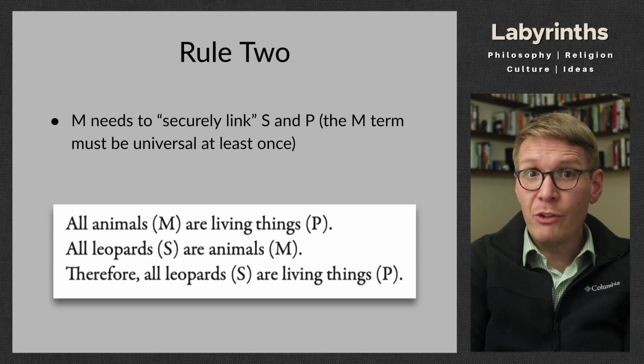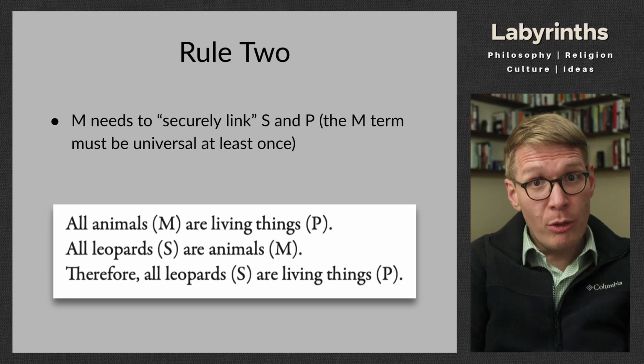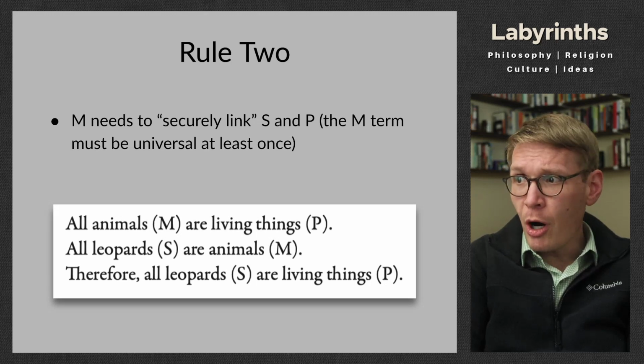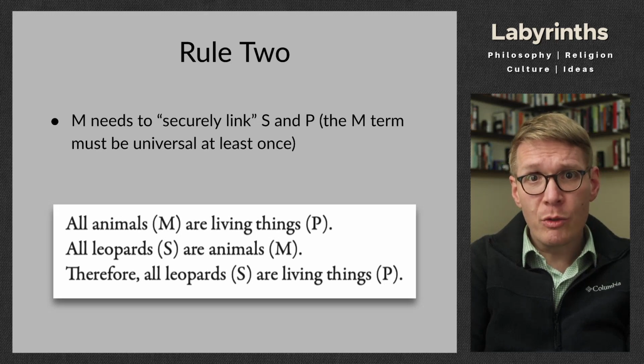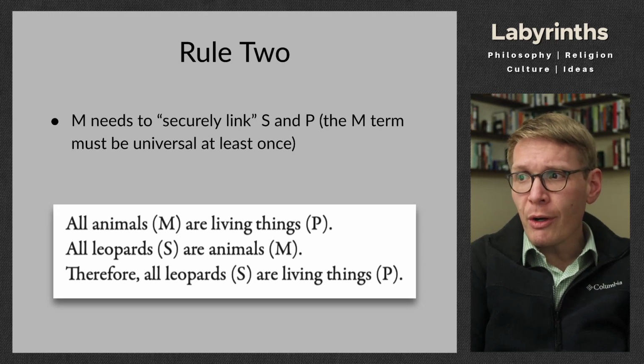In the case of Rule 2, the middle term needs to securely link S and P, and as we said, that means it needs to be universal at least once. In this case, it is in fact universal precisely once. All animals, middle term, are living things. That is the instance in which the term animals, the middle term, is universal. The second premise, all leopards are animals.